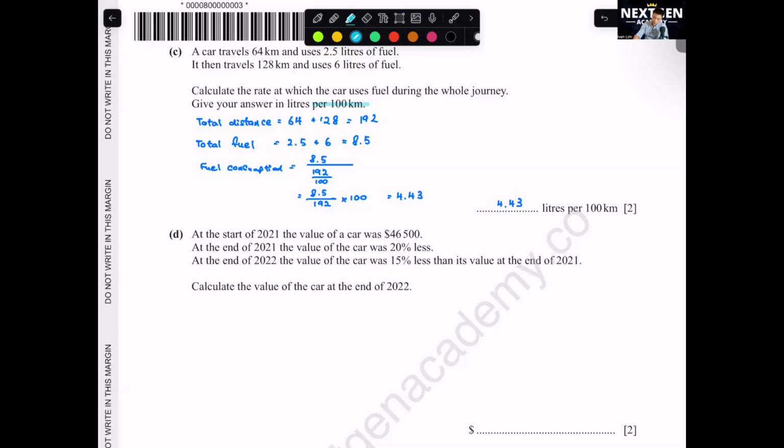So in a way you can think of it like this. What we are doing here is the total distance per 100 km first. So it will become 192 over 100. This is the value that we want. So we'll take the total fuel divided by this distance per 100 km. That is what we are trying to calculate here, the rate.